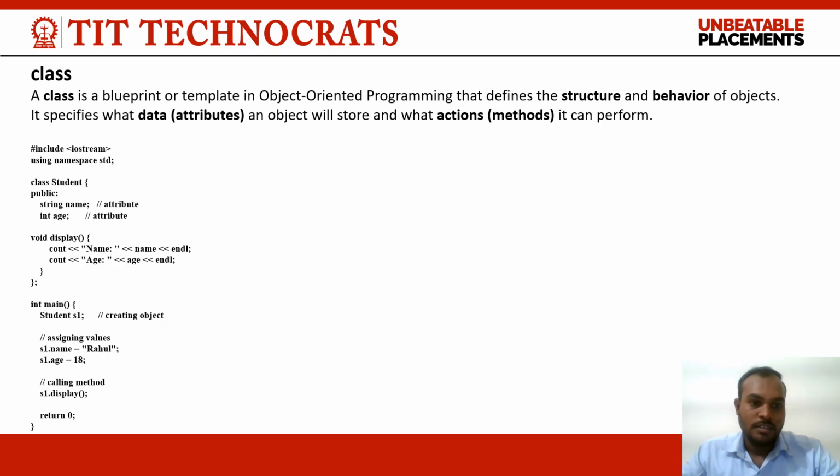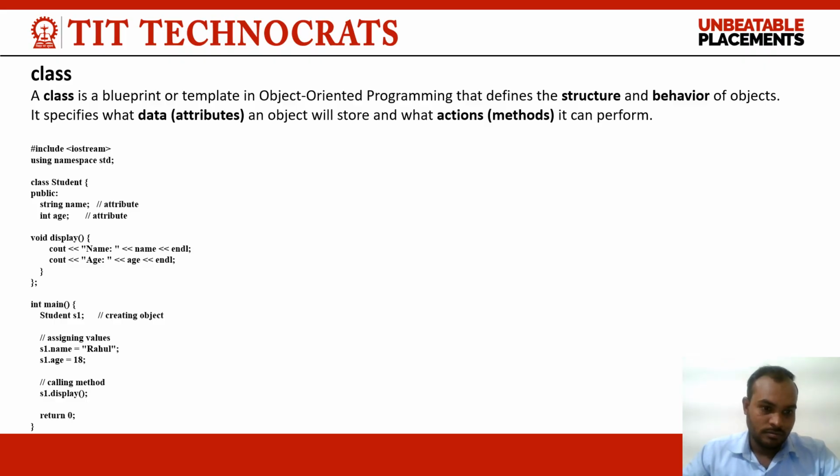What is a class? A class is a blueprint or template in object-oriented programming that defines the structure and behavior of an object. It specifies what data an object will store and what actions it can perform. This is the purpose of a class.